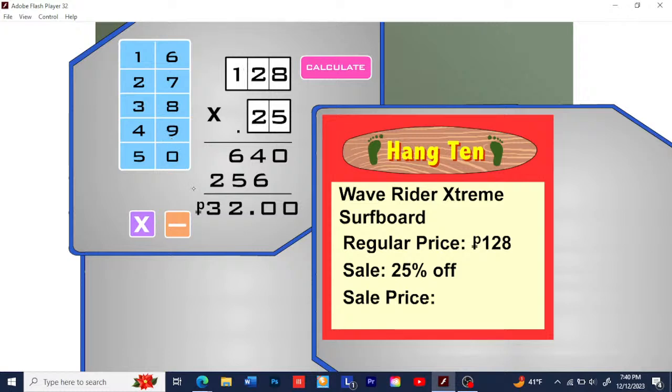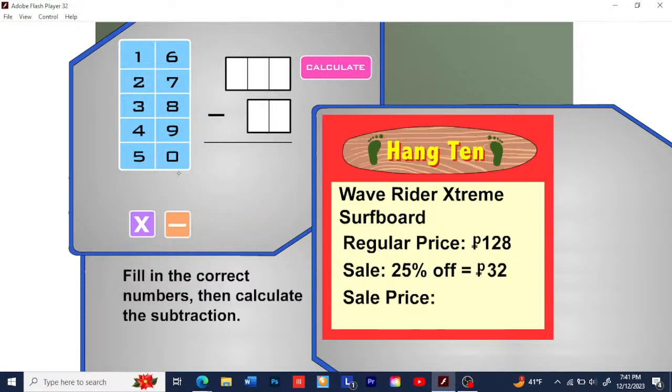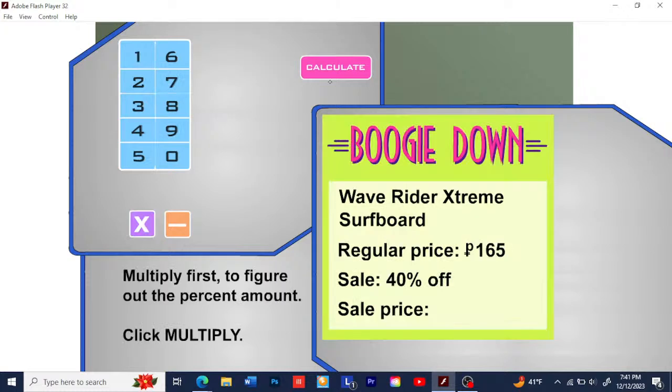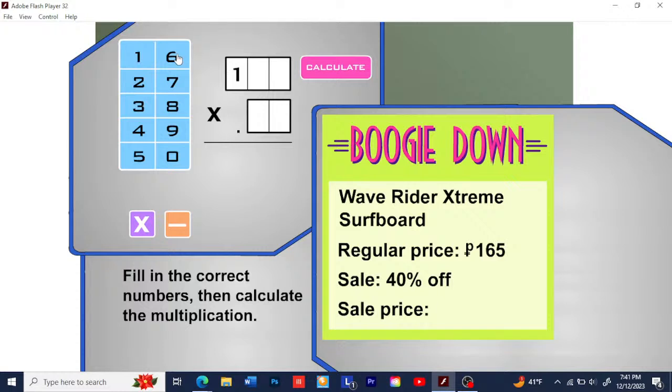You got it. That's the percentage off amount. On to the subtraction. Fill in the correct numbers, then calculate the subtraction. Awesome! Now we know the sale price of the Wave Rider Extreme at this store. One store to go. Here's the sale info. Fill in the correct numbers, then calculate the multiplication.